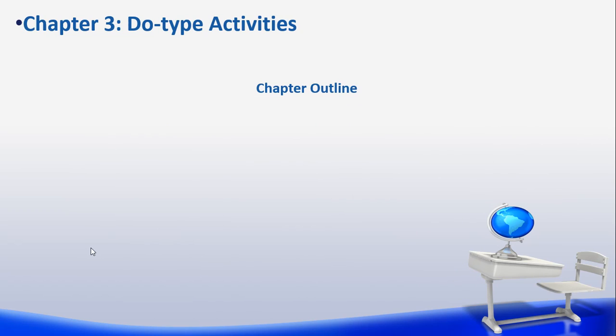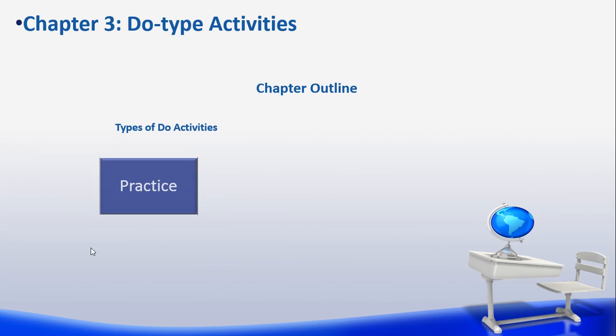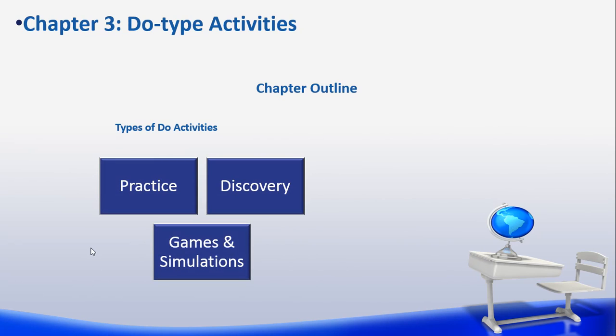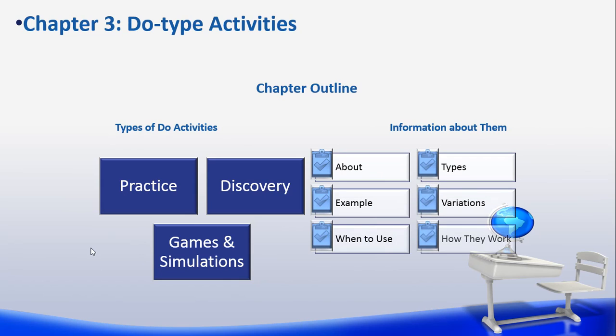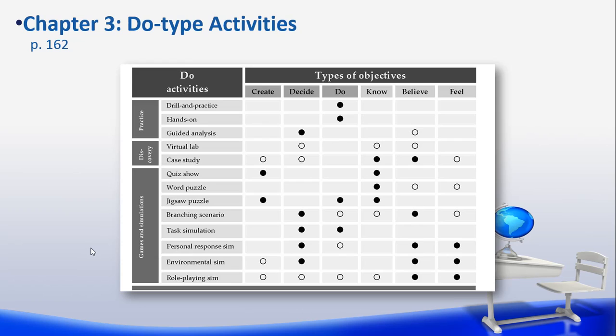Then the same goes for the do type of activities. You're going to see the different types of activities there are, and that includes practice, discovery, and games and simulations. And about each, you'll see information about it, the different types or subtypes, examples, variations, when to use, how they work, and best practices, and how to extend those types of activities. Again, on page 162, you have a table that tells you for the different kinds of objectives, these are the best types of do activities that you can use. And this is very useful information.